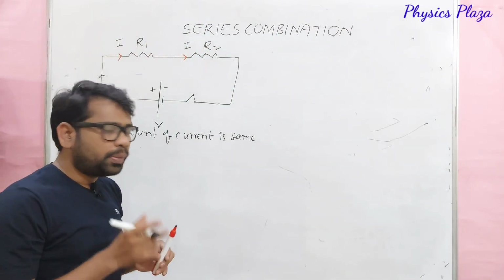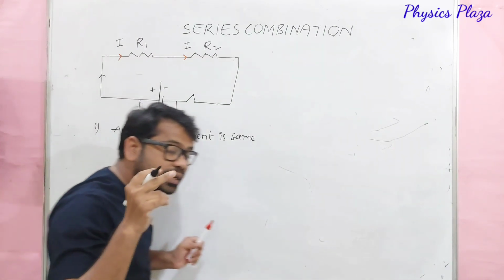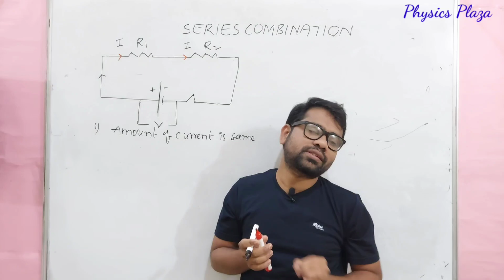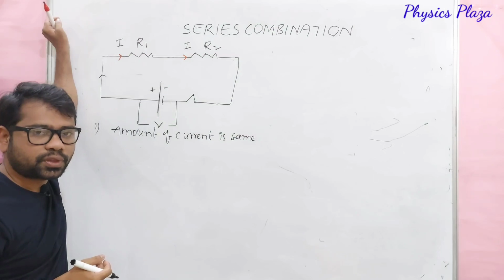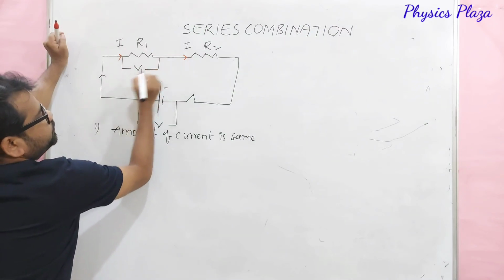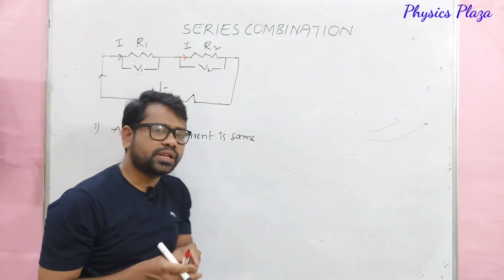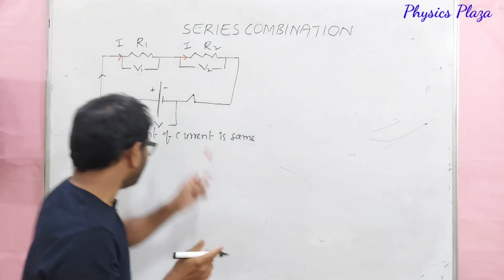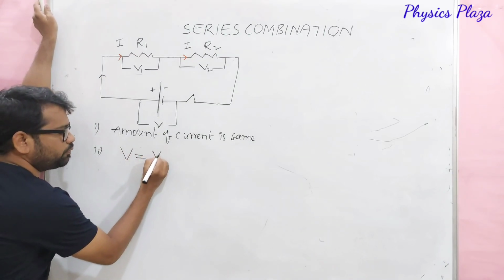But here, dear children, whatever potential difference is there across the battery is divided among the resistors. This is very important in series combination. Suppose V is the potential difference across the battery, then across R1 it is V1, whereas across R2 it is V2. Here in series combination the potential difference is divided among the resistors. So here we can write the second point, very important, dear children: V is equal to V1 plus V2.